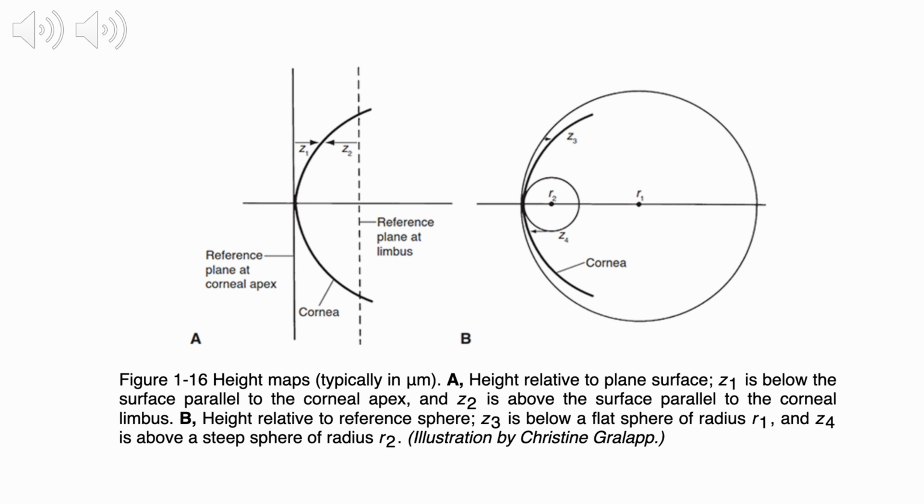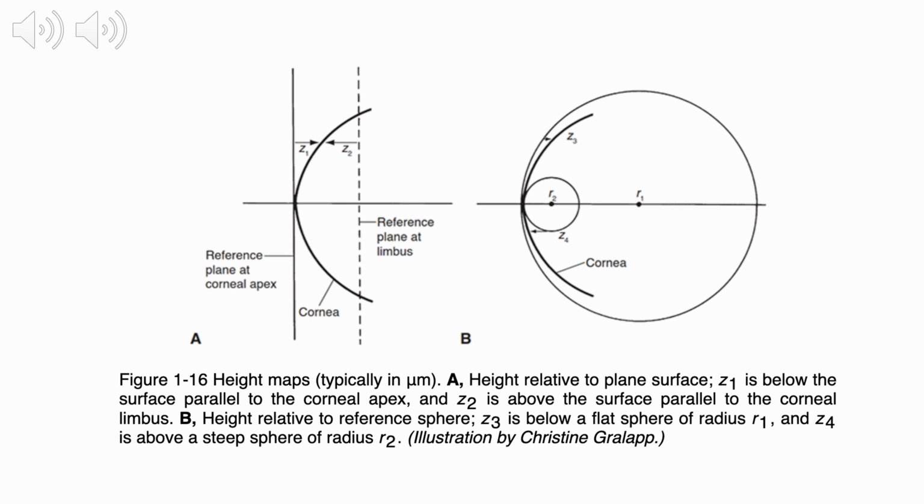What elevation mapping is doing is asking a very basic question. How high or how low is the cornea compared to something we choose as a reference? Starting with panel A, here the cornea is being compared to a flat reference plane. On the left, the flat plane is lined up with the corneal apex, which is the very center of the cornea. On the right, the flat plane is lined up with the limbus, closer to the edge of the cornea.